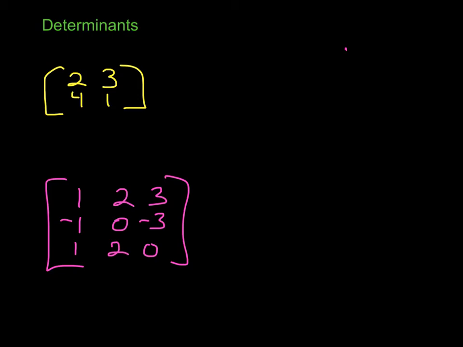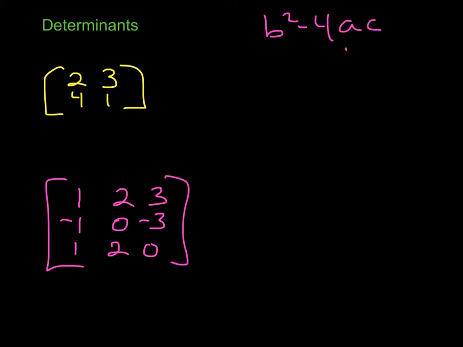So the word determinant is not something new to us. We used it when we worked with quadratics. If you recall, b squared minus 4ac simply gave us a little bit of information about what was going on with a quadratic. It told us how many roots there were. And the determinant for a matrix, likewise, just gives us a little bit of information and tells us a little bit about that matrix.